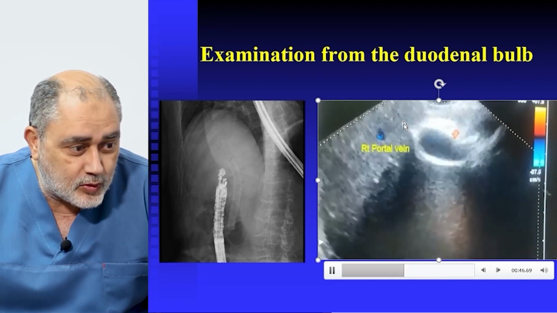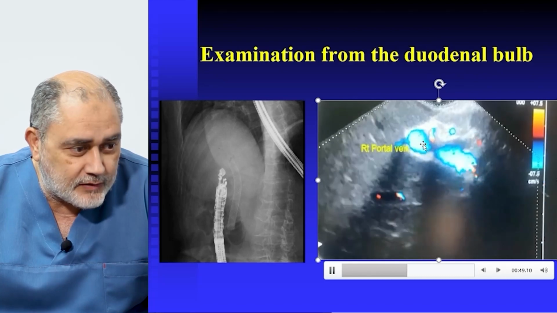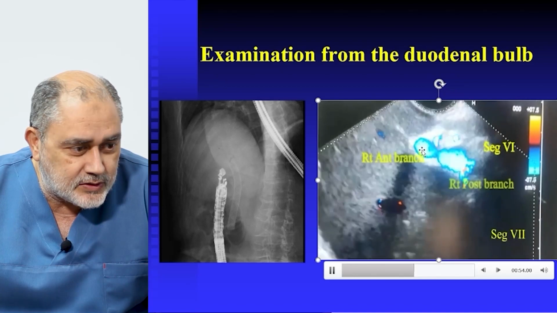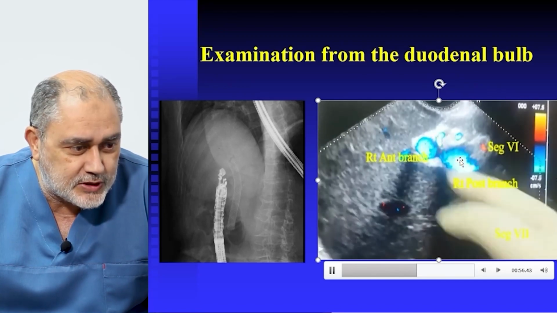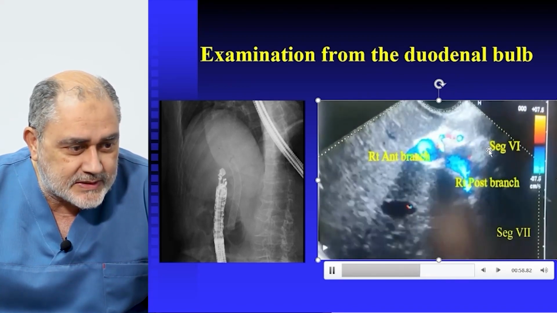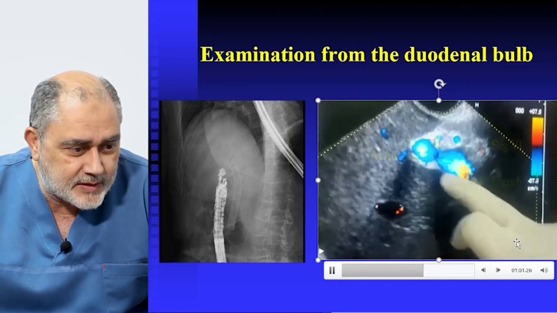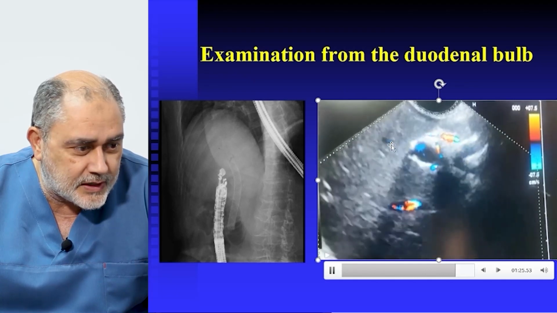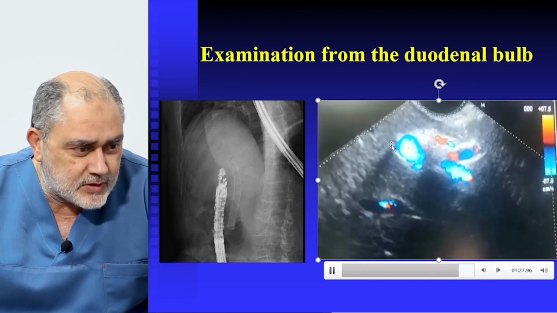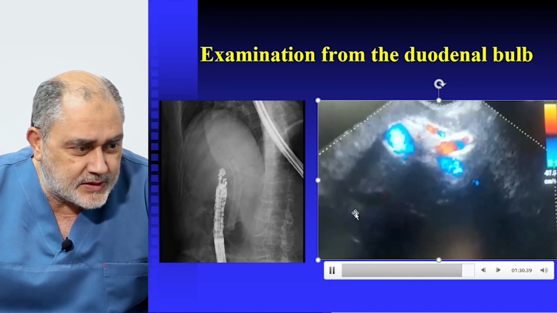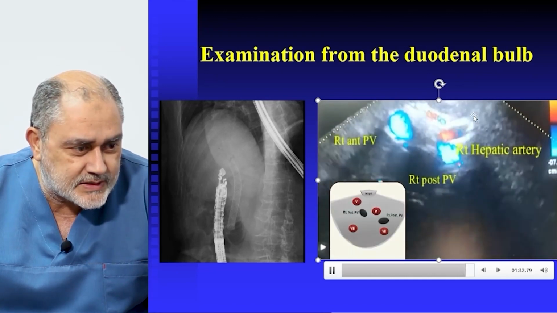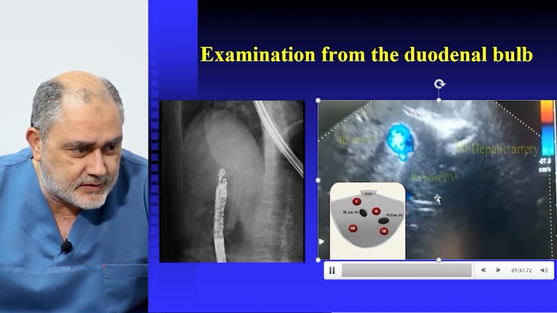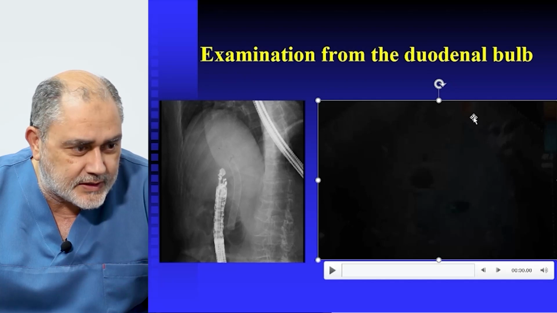We will keep counterclockwise rotation. The right portal vein will divide into its two main branches, the right anterior branch and right posterior branch, which separates segment 6 above and segment 7 below. Segment 5 is in between the echo endoscope and the right anterior branch, and segment 8 below, and here segment 6 and segment 7. So this is 5, 6, 7, 8.